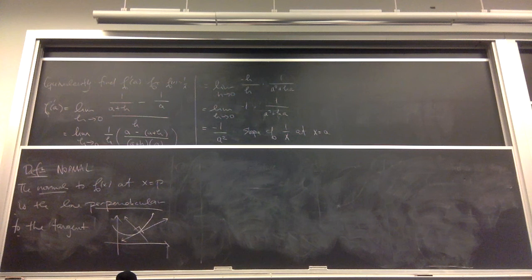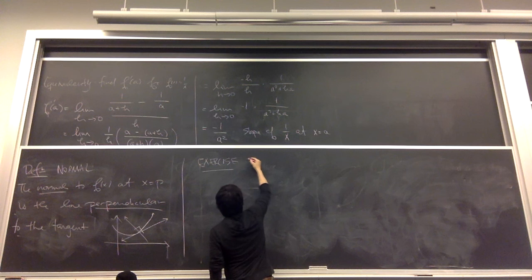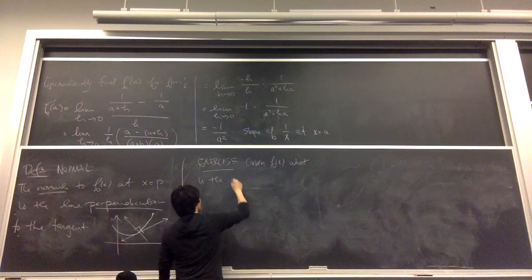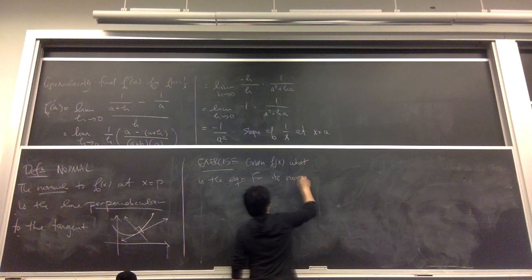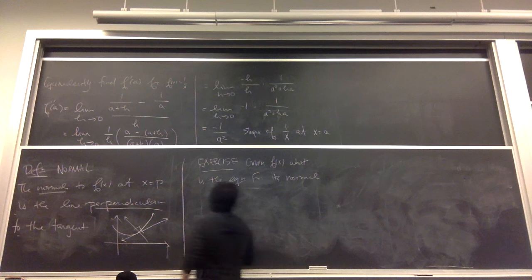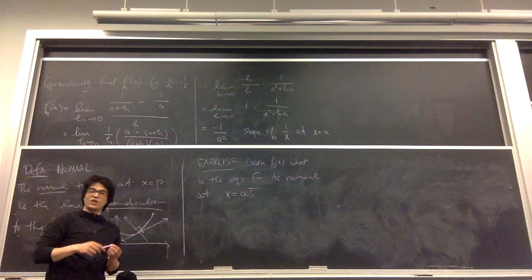So, here's a question, a fun one, maybe. Let's call this an exercise. Given f of x, what is the equation for its normal? Maybe I should specify a point. What's the equation for its normal at, let's say, x equals a? So what two things then do we need to form the line? We know we need the slope and a point, right? All the things are basically equivalent.